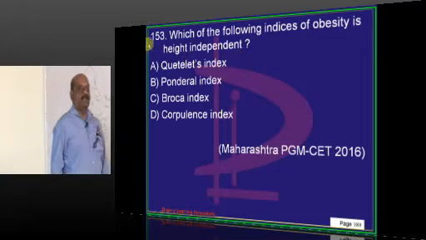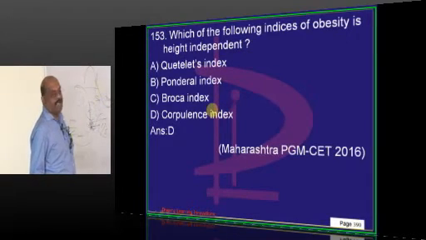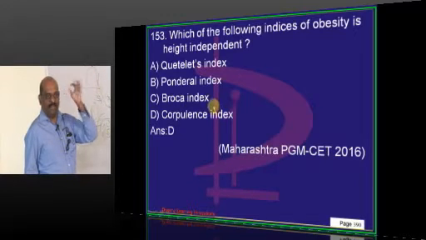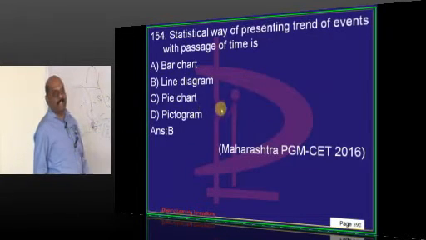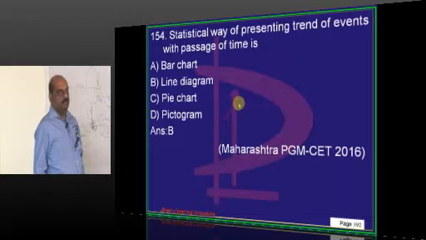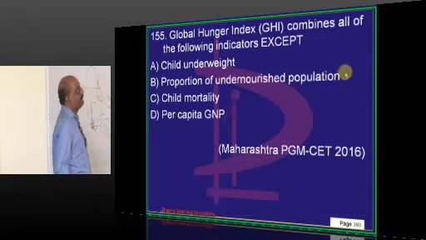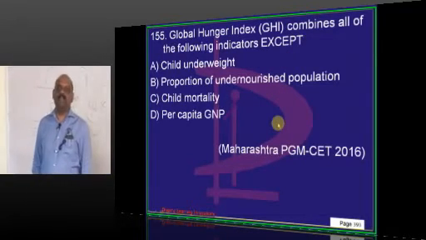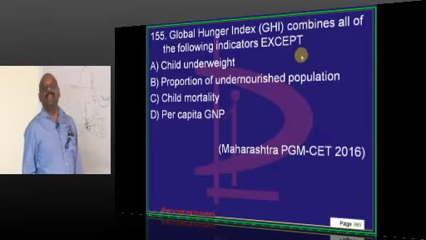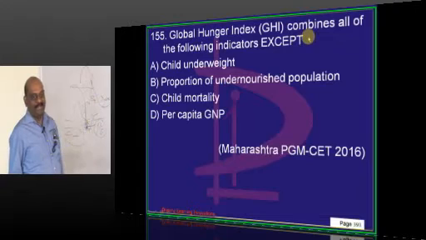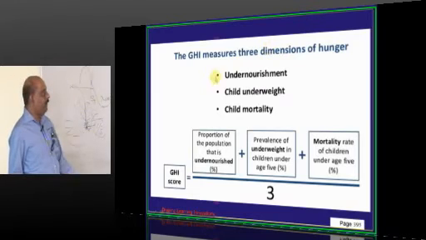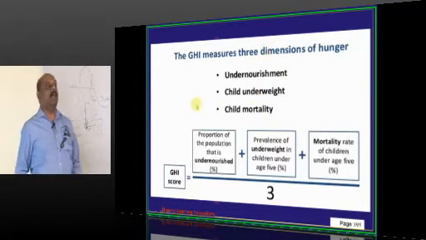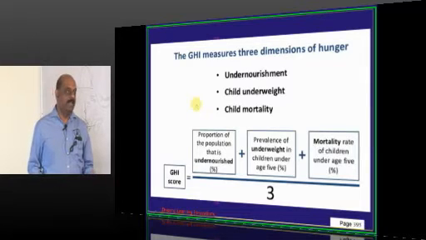Then the obesity index which is height independent is the corpulence index. Once more, all obesity indices are a favorite question in any number of exams you go to. Trend of events with the passage of time is basically called mock test results. With the passage of time, a little improvement in curvature should come. So line diagram. Global Hunger Index. The examiner is bored with PQLI, HDI and now has come up with a new index. Did you know? I'm hearing it for the first time too. So undernourishment, child underweight and child mortality. You average the 3, divided by 3, will give you the Global Hunger Index, right?